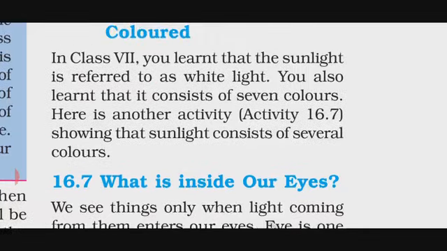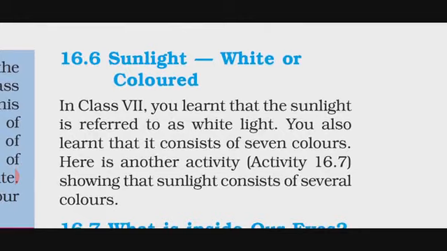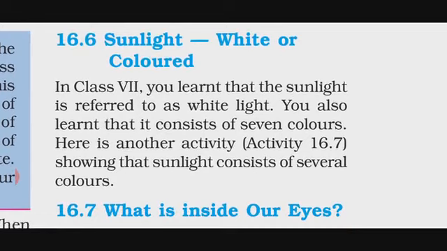So before this, I would like to throw some light on another topic, that is sunlight, white or colored. Is sunlight white or colored? In class 7th, you learned that sunlight is referred to as white light. The white light which we see during the day is the sunlight. But in general, light does not consist of only one color. Light consists of several colors, seven colors.